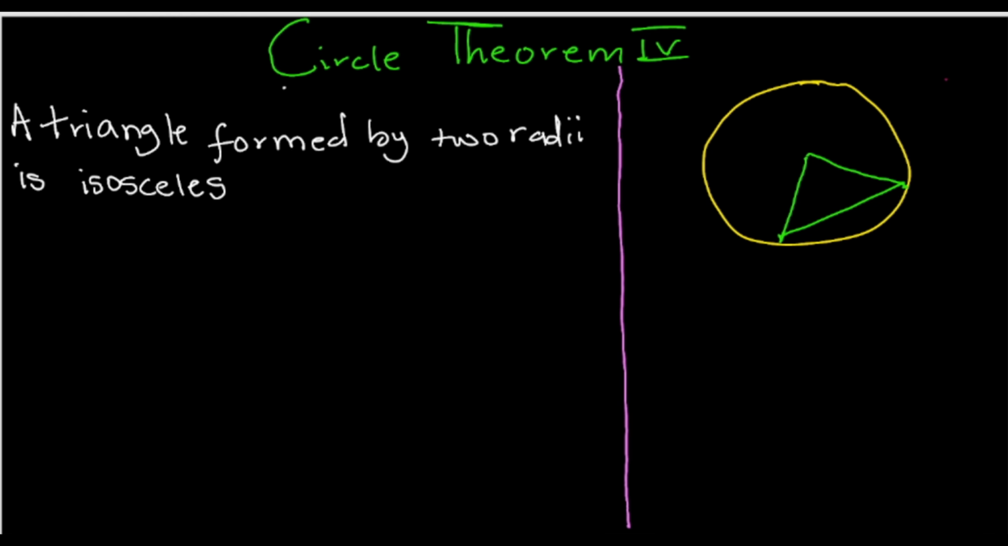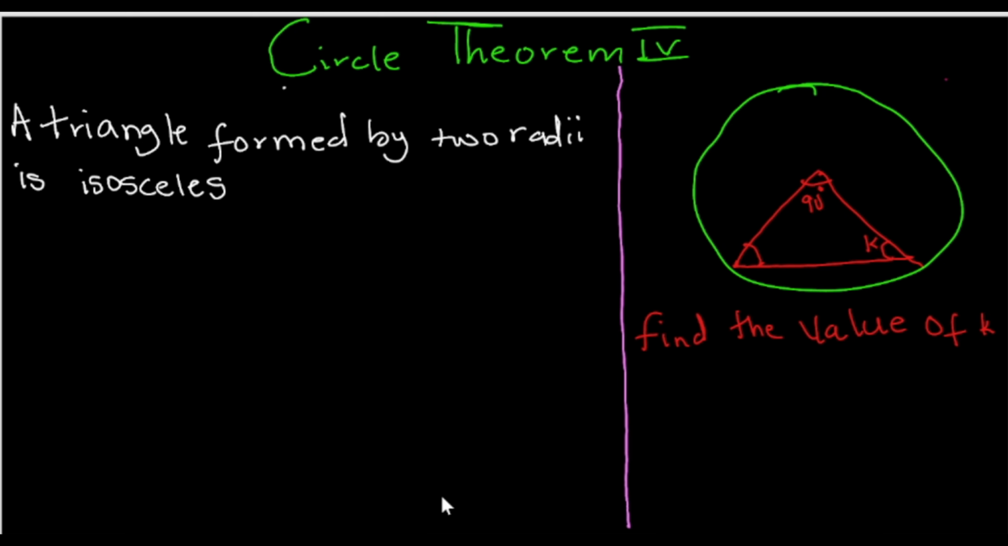So this theorem is saying that when two radii form a triangle, the triangle is isosceles, meaning that the opposite sides are equal and the base angles are equal. That's simply what this theorem is saying. Opposite sides are equal and base angles are equal. So let's work a problem on that.